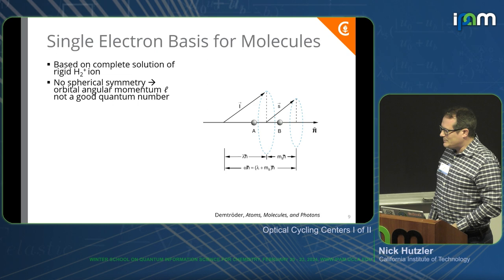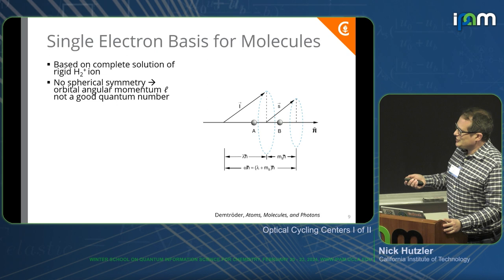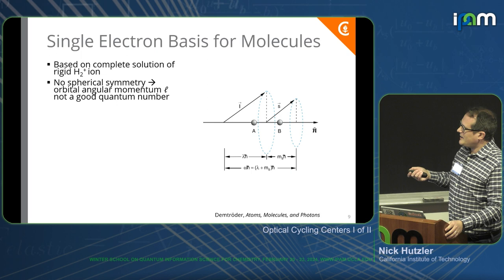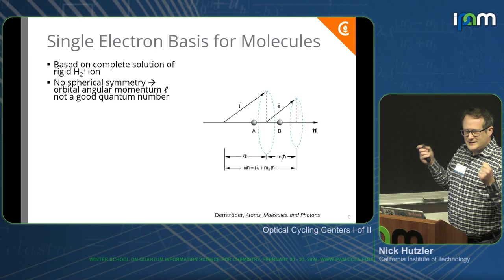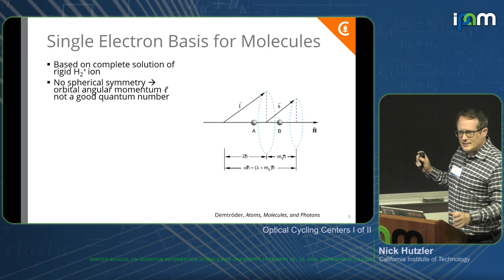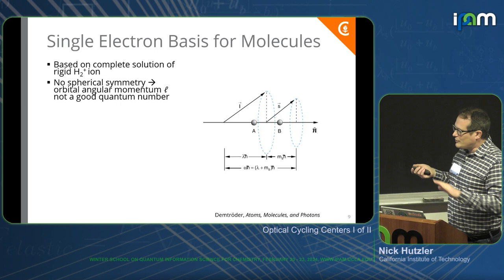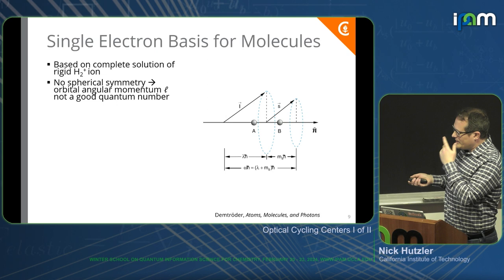So we can start to introduce some of the ideas and the terminology by looking at the rigid H2 plus ion. Assume you have two protons at a fixed distance and one electron orbiting them. That's the simplest molecule in some sense. That problem is analytically solvable. We won't go through that, we'll just talk about what the solution is. But it's one of the few quantum mechanical systems which is exactly analytically solvable.